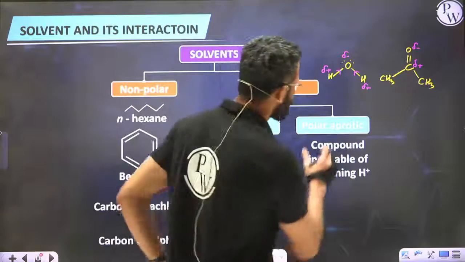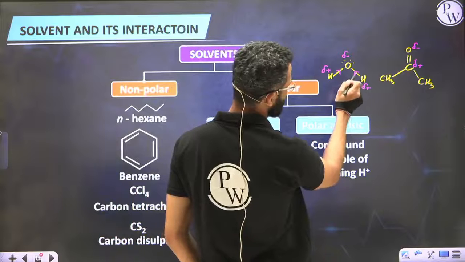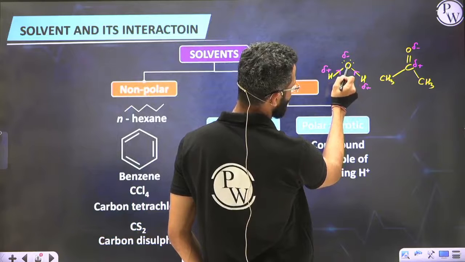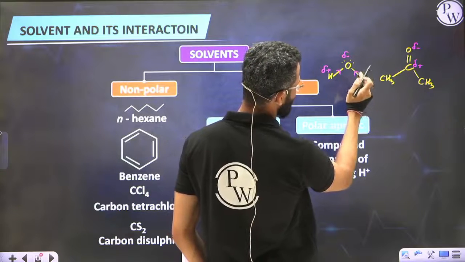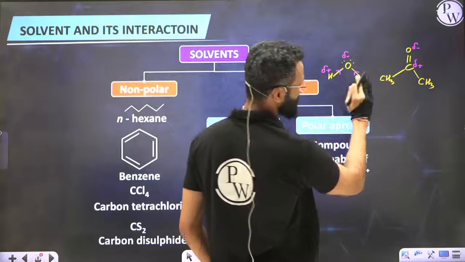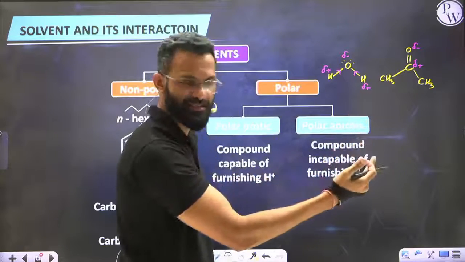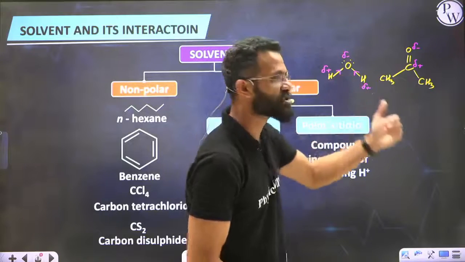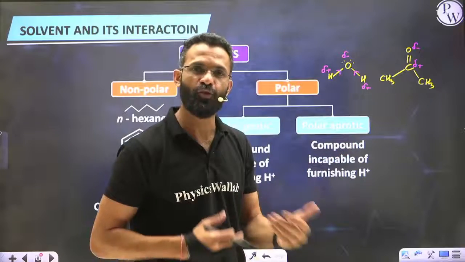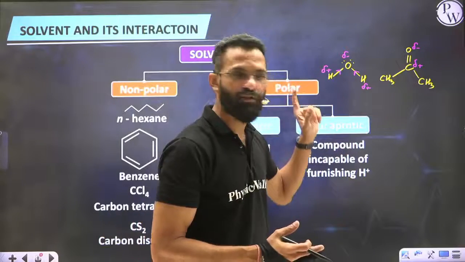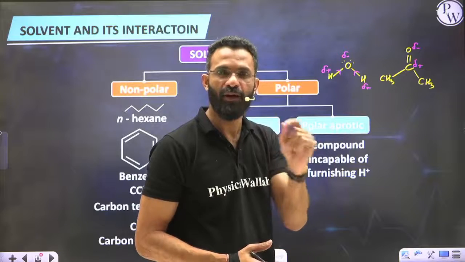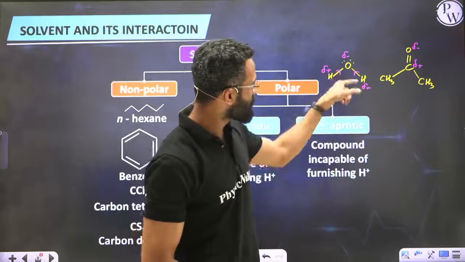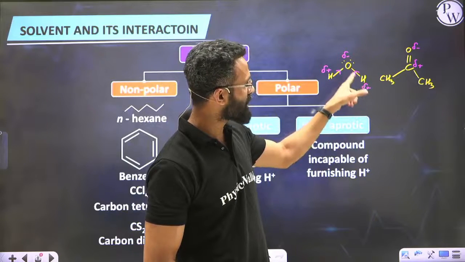in case of water, hydrogen is connected to a more electronegative atom. Whenever hydrogen is connected to a more electronegative atom, there is a possibility that this hydrogen can be lost in the form of H plus, of course under different circumstances. So such a polar solvent which is capable of furnishing H plus ion, furnishing meaning capable of donating H plus ion, we call such type of polar solvent a protic polar solvent, or you can say polar protic solvent.